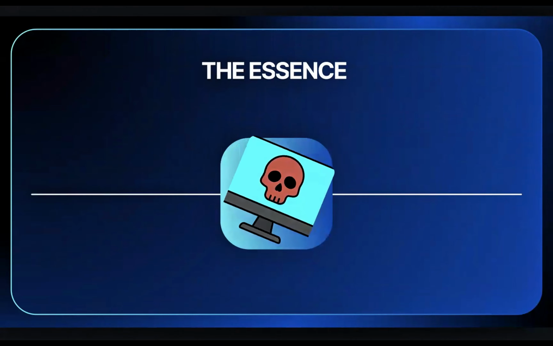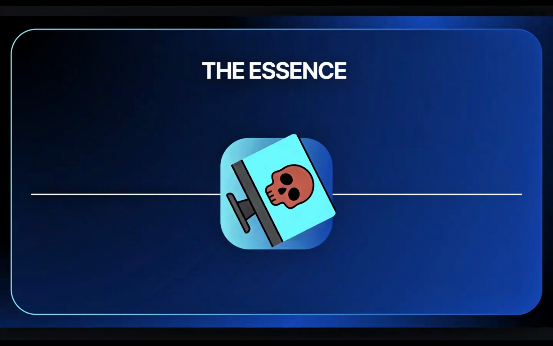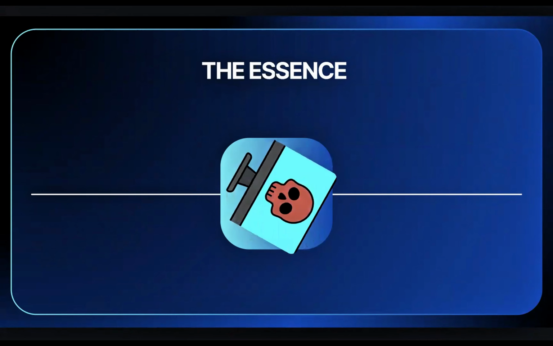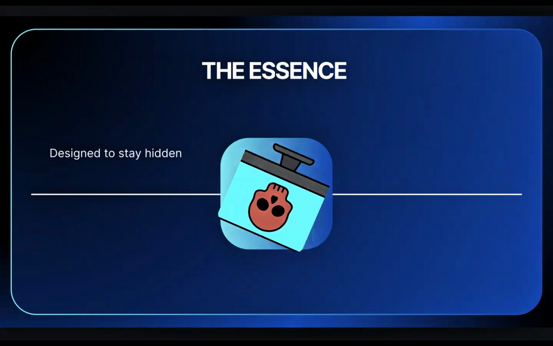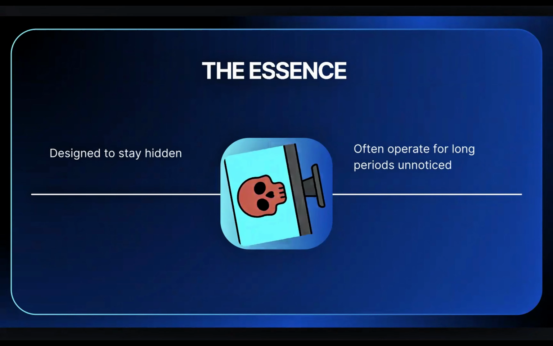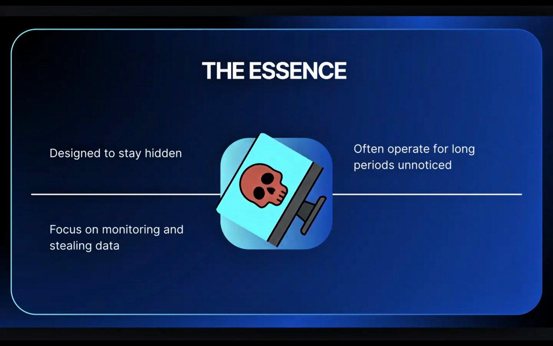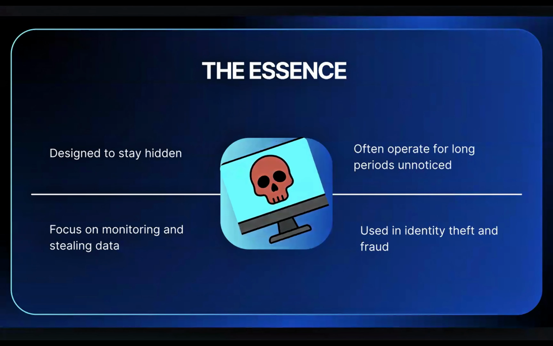What's the essence of this lesson? The essence is that these threats I've mentioned, that is the spyware, the keyloggers, and the infostealers, succeed because they remain hidden. And we must know that they are designed to stay out of sight. They often operate for long periods without detection. They focus on monitoring and stealing data, and they are commonly used in identity theft and fraud.